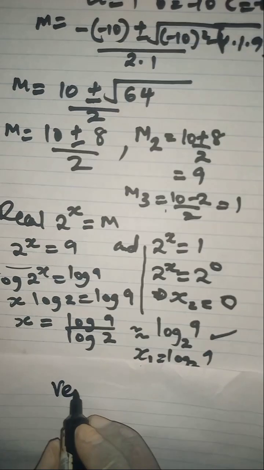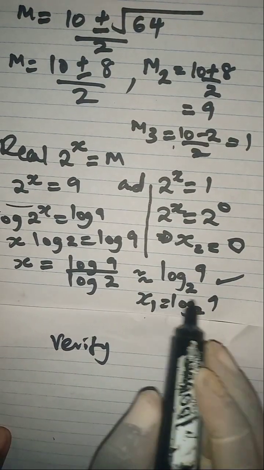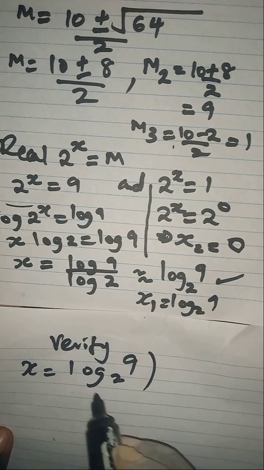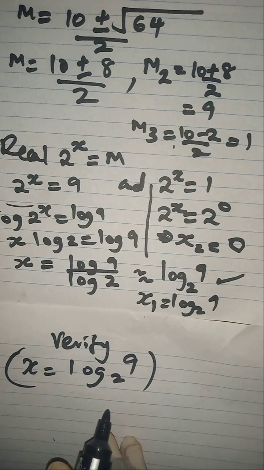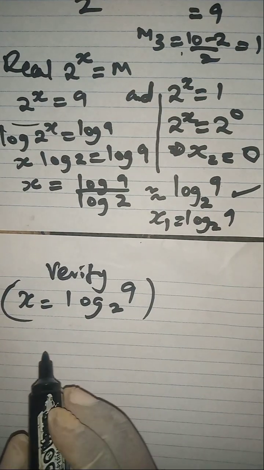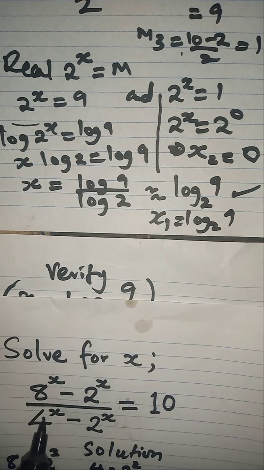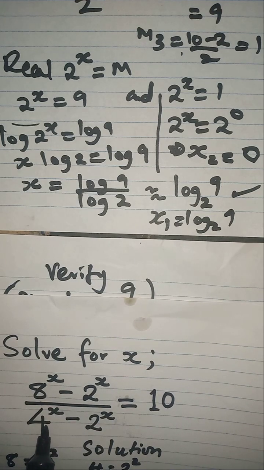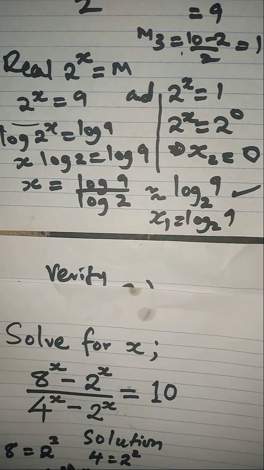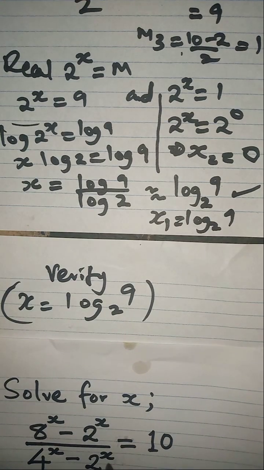So we're going to verify again. You can verify if x is equal to the log of 9 to the base of 2 is actually the appropriate answer for our initial problem, which was of course 8 raised to x minus 2 raised to x over 4 raised to x minus 2 raised to x is equal to 10. So where there is x, I'm going to substitute the log of 9 to the base of 2.